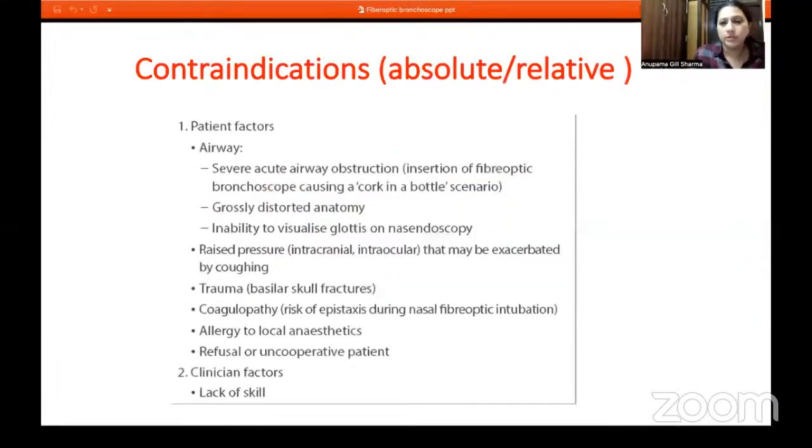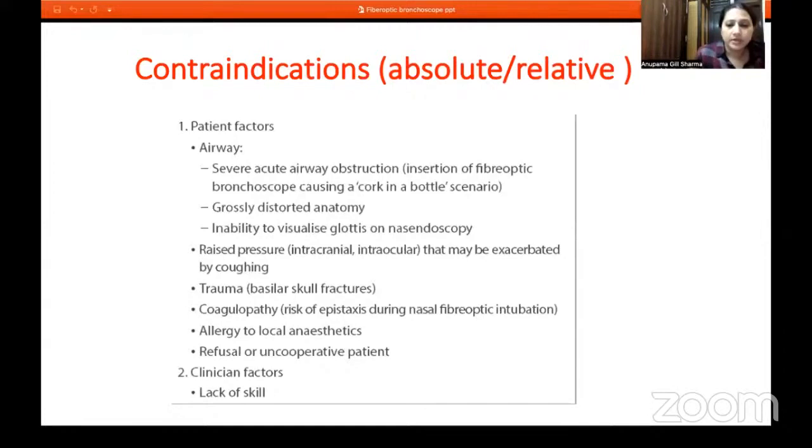Contraindications to an awake fiber optic intubation: the most important is a refusal or an uncooperative patient. There are other factors. If there is severe acute airway obstruction, in those patients we can go for a surgical access. Also gross distorted airway anatomy, where the chances of losing the airway and bleeding are high. If bleeding occurs, visualization of the structures with the fiber optic is very difficult.